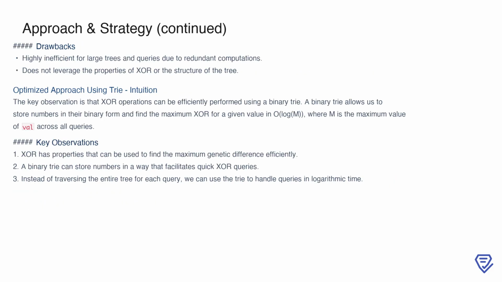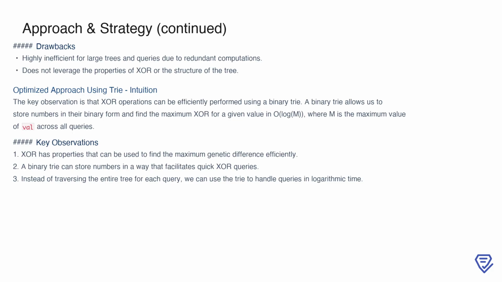However, the brute force approach has some clear drawbacks. It's highly inefficient when dealing with large trees and numerous queries because of its redundant computations. Specifically, traversing the tree for every query ignores opportunities to reuse previously computed results. This inefficiency highlights the need for a more sophisticated method. The optimized approach leverages a binary tree, which is a data structure designed to store numbers in their binary form.